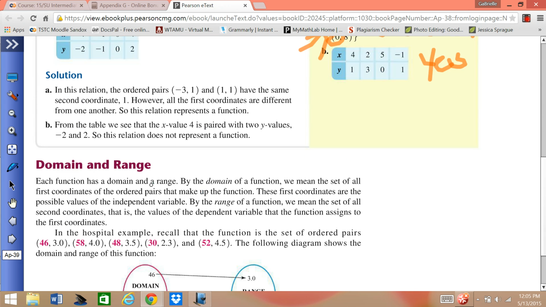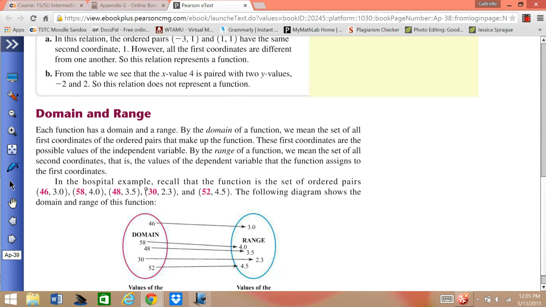Now we're going to talk about what it means to have a domain and a range. Each function has a domain and a range. The domain of the function means that you list all the first coordinates that are in the ordered pairs that make up the function.